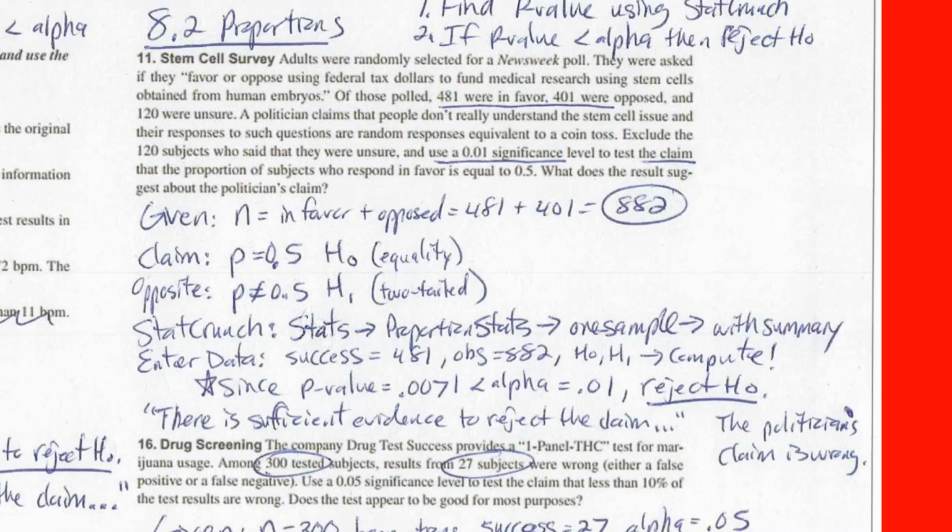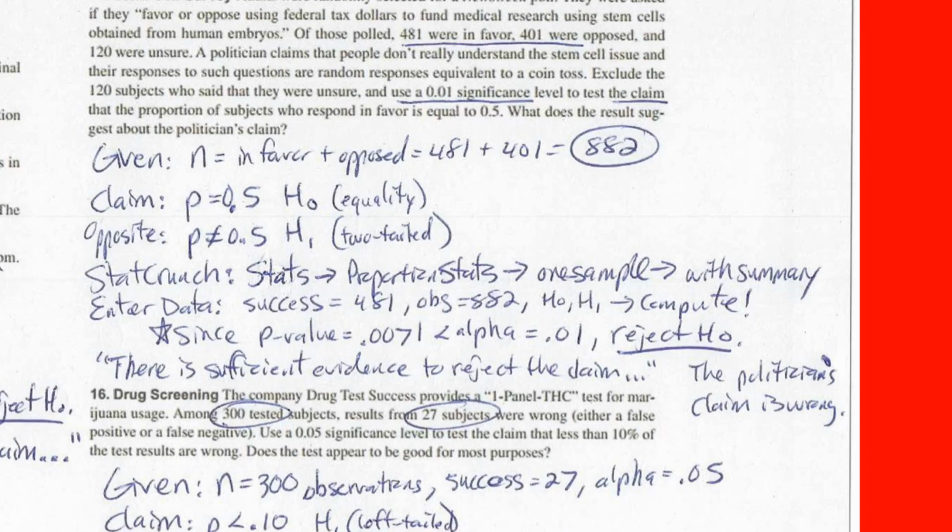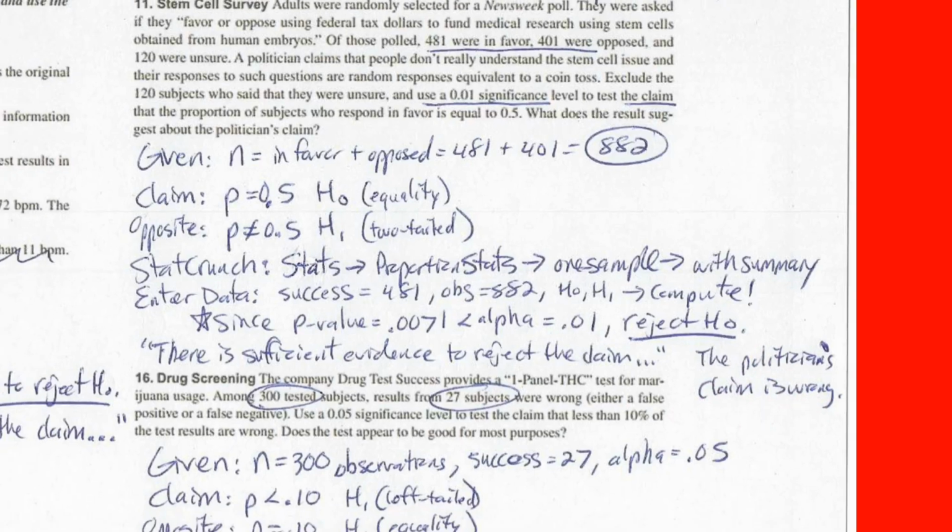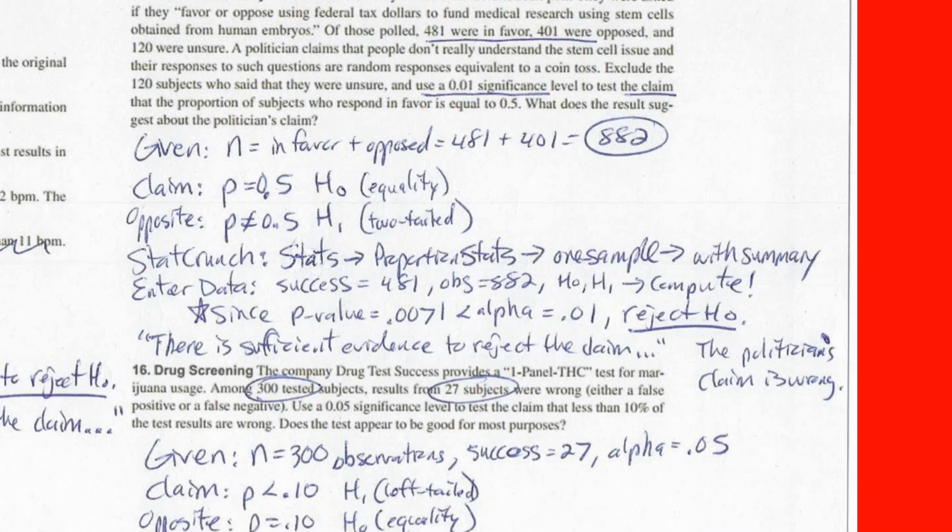Okay, and that's really the power of statistics. This politician is claiming that people don't understand the stem cell issue. It's basically, hey, flip a coin. That's how you're going to get responses, and so the politician's claim is wrong. Okay, so this is a cool example where you can see the power of statistics affecting truth.